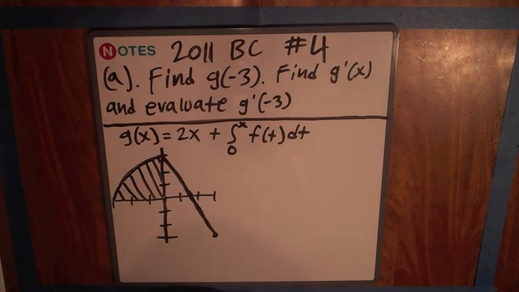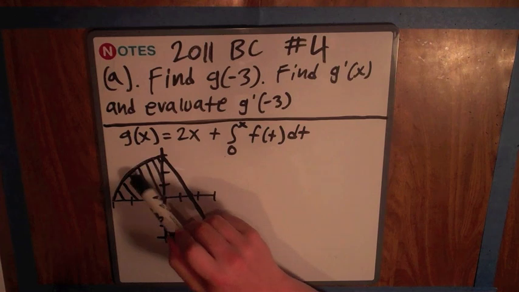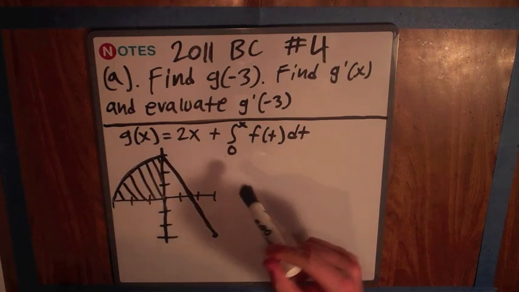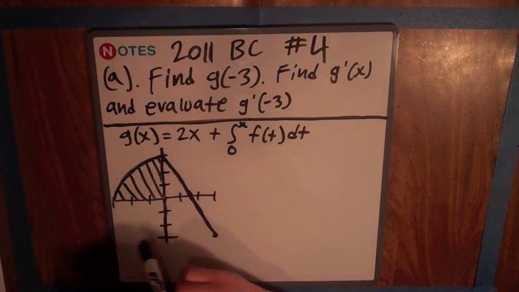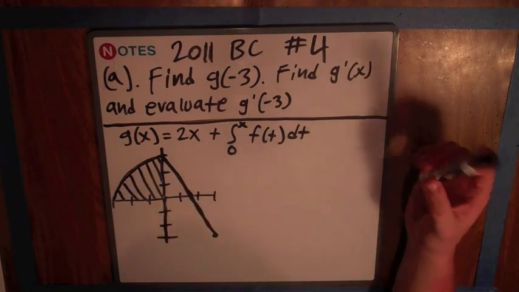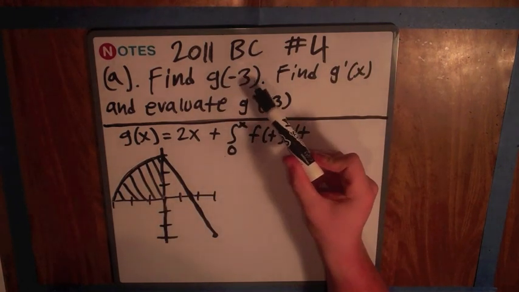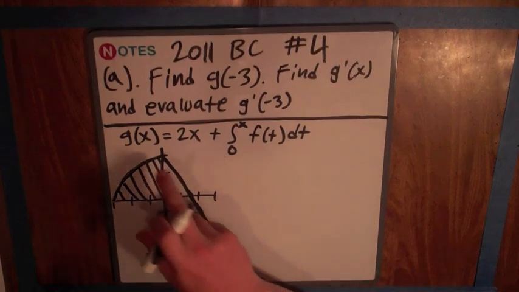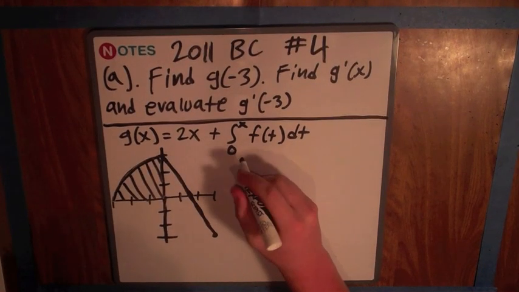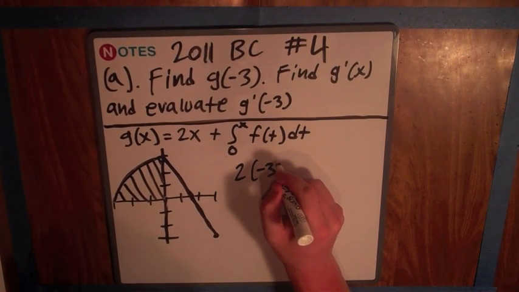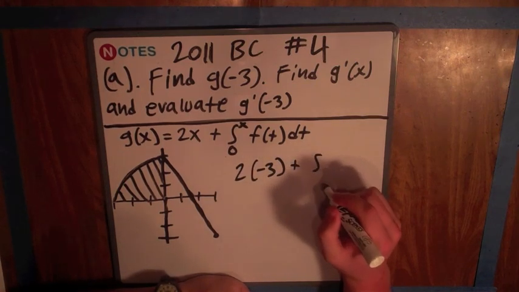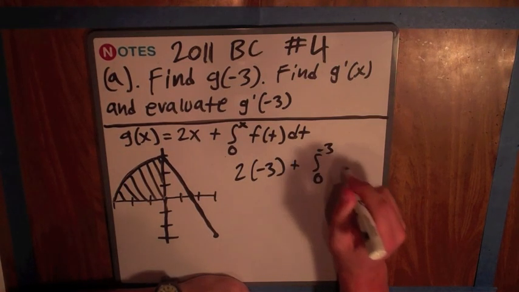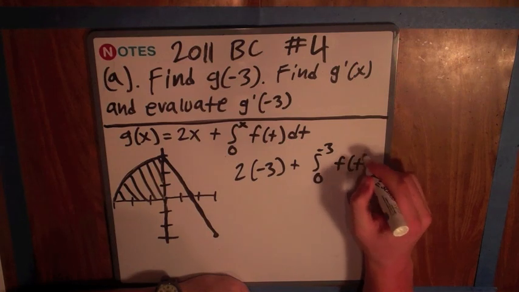Part A, find g at -3, find g prime of x, and evaluate g prime at -3. So for this, I've already written out g of x, and I drew a quick sketch of what f of t looks like. For the first part, find g at -3, we're just going to plug -3 right into this function, which will give us 2 times -3 plus the integral from 0 to -3 f of t dt.